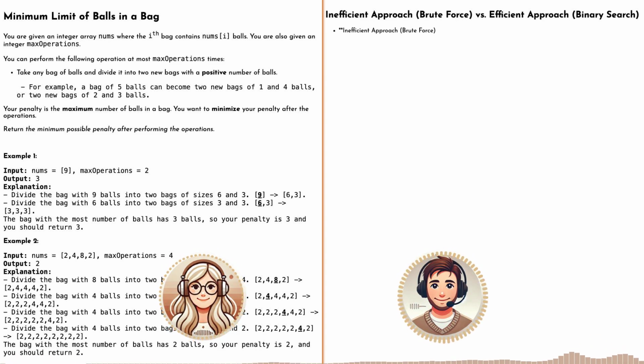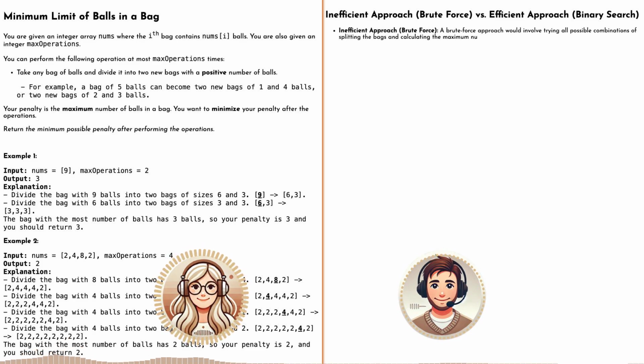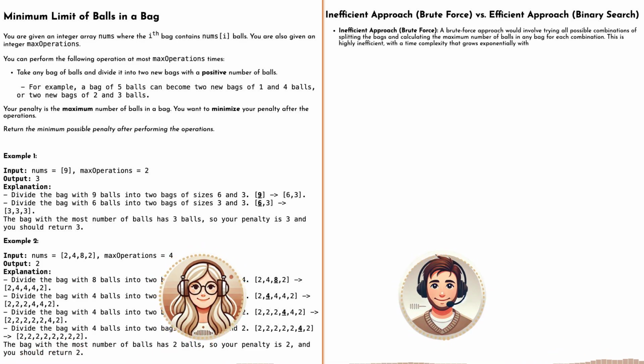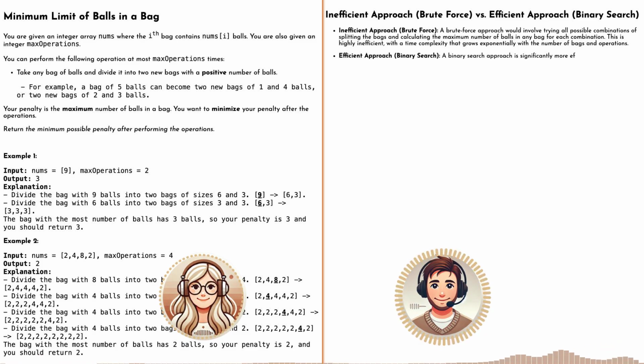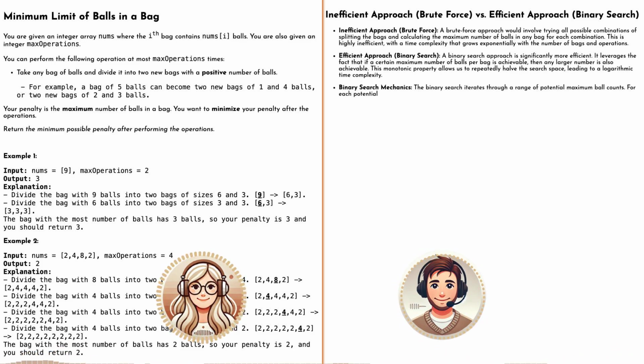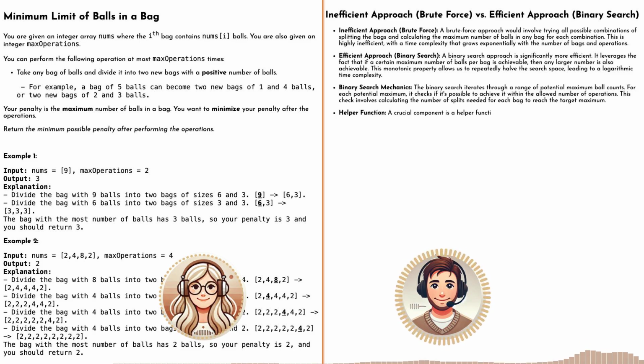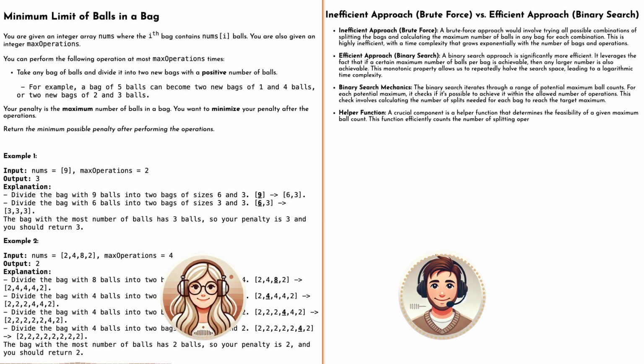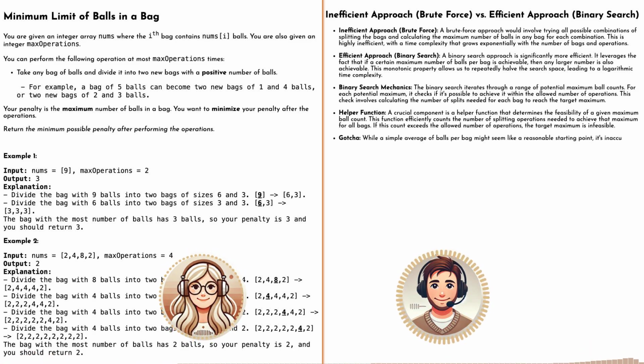Well, the first thing that might come to mind is brute force. Brute force, huh? Just try everything. Yeah, basically, you would literally go through every single possible combination of splits and see which one gives you the smallest maximum number of balls in a bag. I can see how that would work, but it sounds incredibly time-consuming. Yeah, especially if you have a lot of bags and a lot of splitting operations allowed. Right, the number of combinations would explode. Exactly. Brute force is rarely the most elegant solution. It works for very small inputs, but as the problem scales, it quickly becomes impractical.